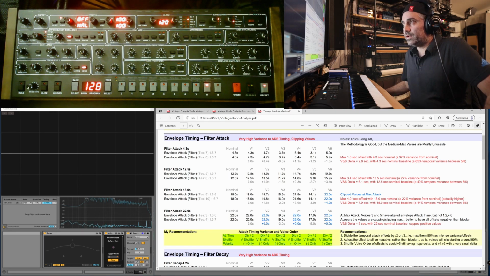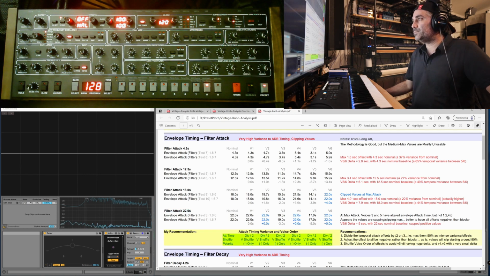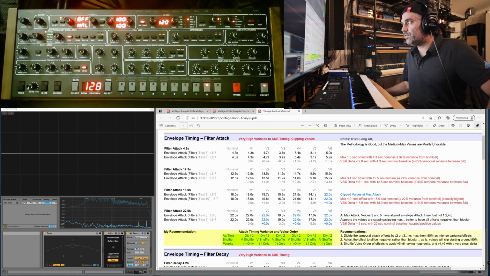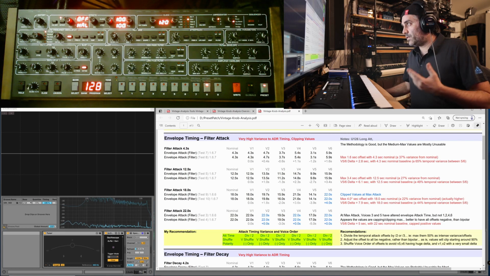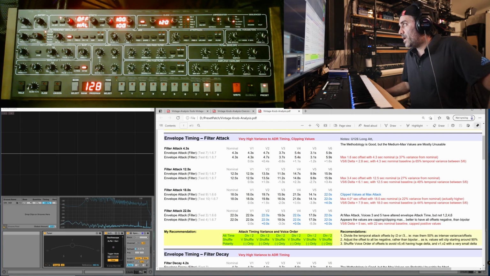I measured this for attack at 4 different timings. So here's 4.3 seconds, 12.5 seconds nominal, 18 seconds nominal, and 22 seconds nominal. And if you look at each of the voices here, you'll see what the offsets are on a per voice basis. Again, I tested this multiple times, so I'm confident that this is accurate data.